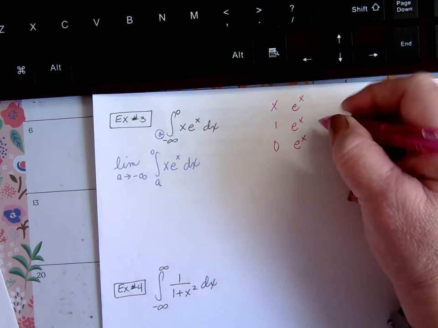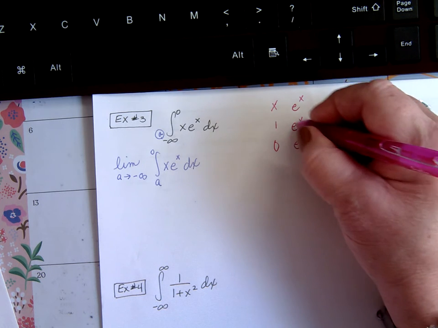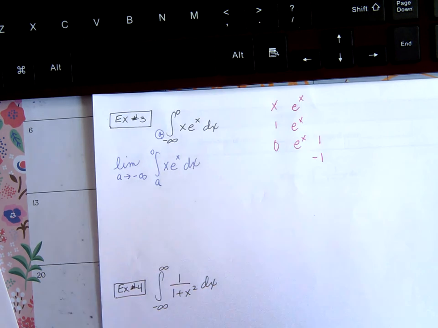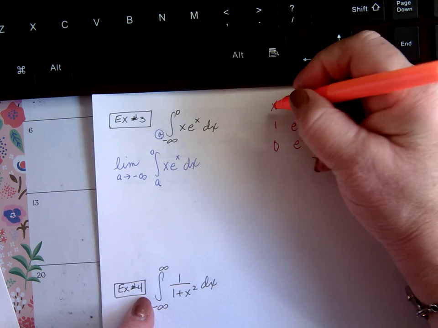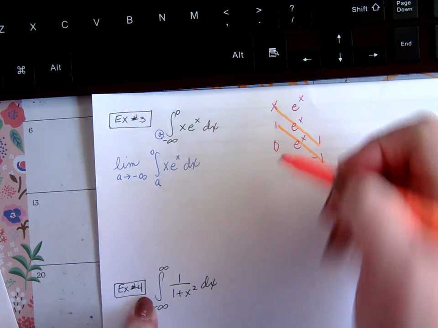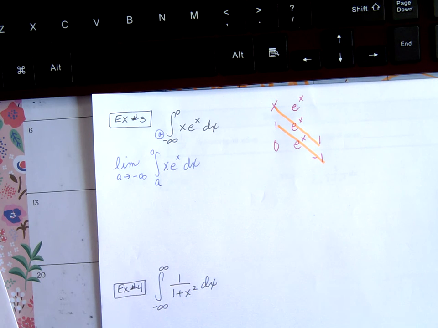And I'm coming down the line here. This would be a 1, this would be a negative 1, and now I'm going to put my rows together with my highlighter here. And then the other one zeroed out, which is sweet. Okay, so I'm going to put this together, and I know now what my integral is going to be.